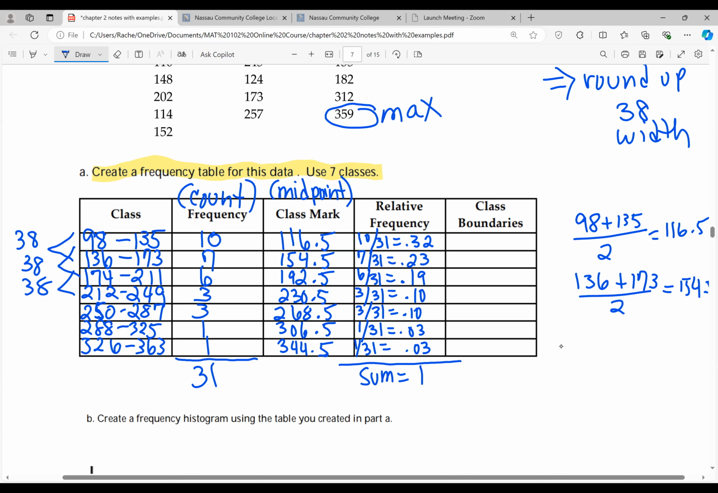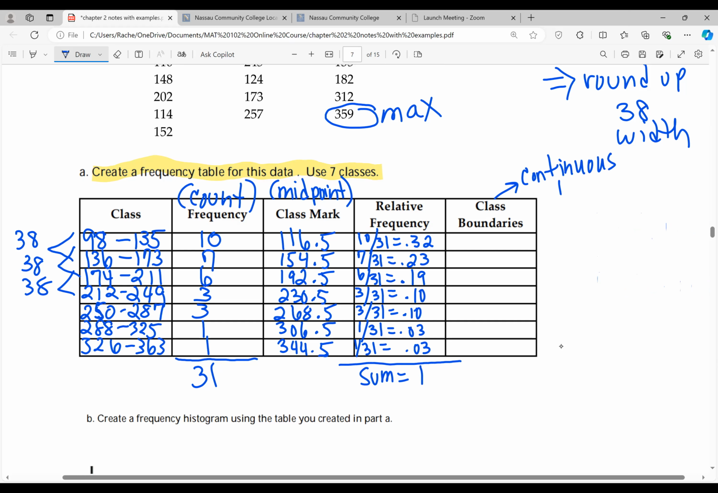Now, this last column in our frequency table is called class boundaries. We only use class boundaries if we're working with continuous data. And in this case, we are working with continuous data, right? We're working with weights of grizzly bears, and weight is continuous. So we're going to include class boundaries. Class boundaries are only for continuous data, and you'll see why in a minute.